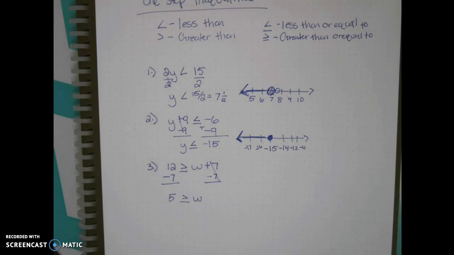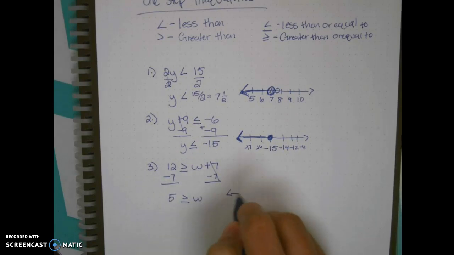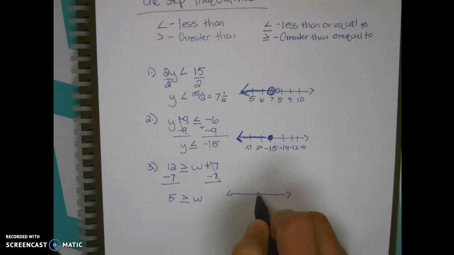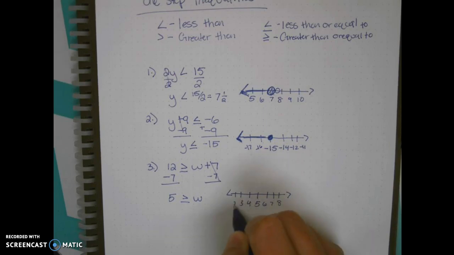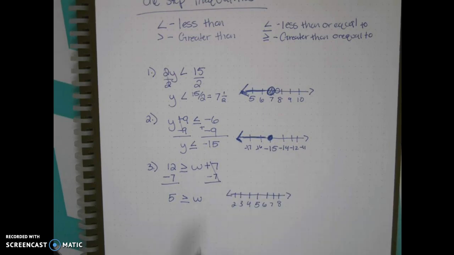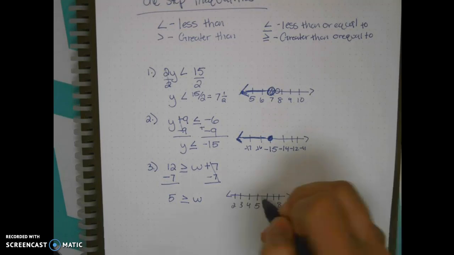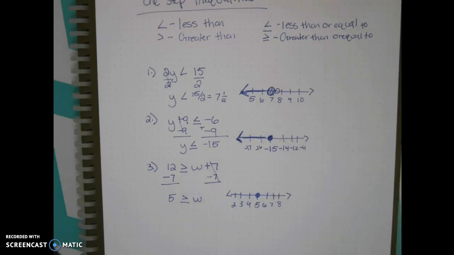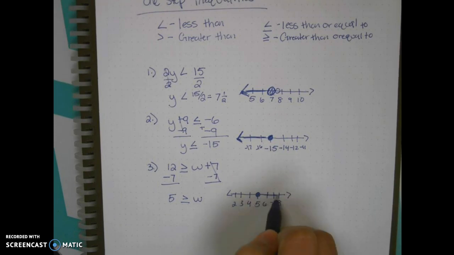Okay. How am I going to graph this? Same way, using the same number line. It is going to be a closed circle, because it is greater than or equal to. So that number is also included on 5. And the arrow is now going to point to the right.